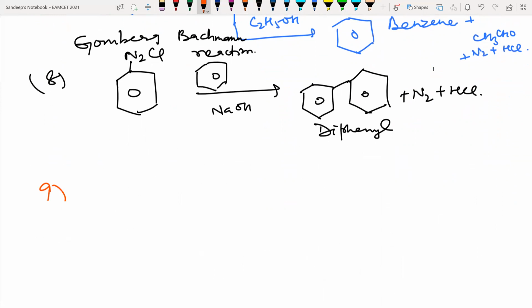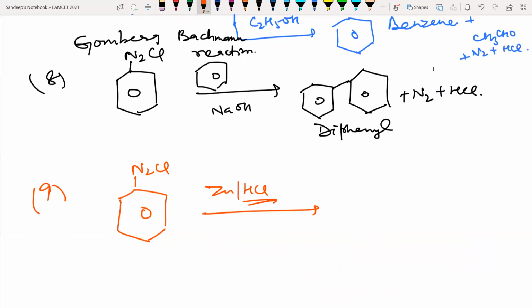Suppose you are treating benzene diazonium chloride with zinc and HCl. Then reduction takes place and it forms aniline plus ammonium chloride.